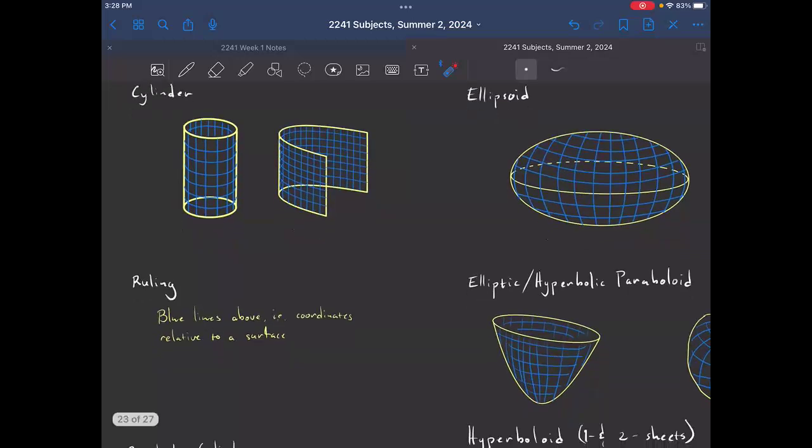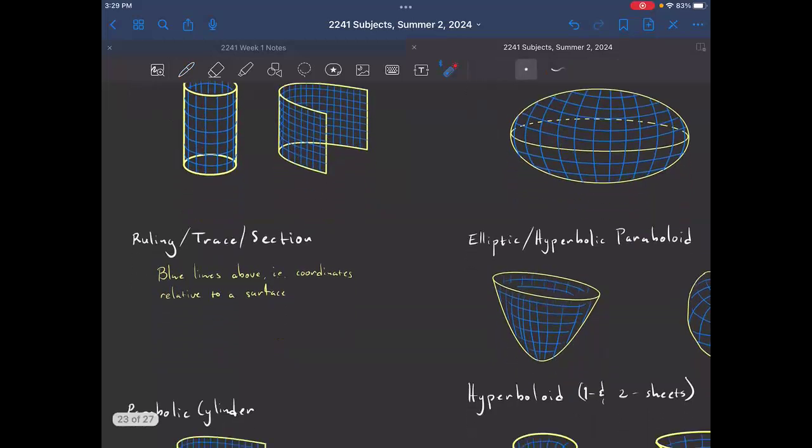All right, a ruling, or sometimes a trace or section, is the blue lines that I drew up here. They're the coordinates relative to a surface. So if you were able to write down some equations for this, you can maybe say, all right, this is the x direction along the cylinder, and this is the y direction, or this is the u direction, and this is the v direction.